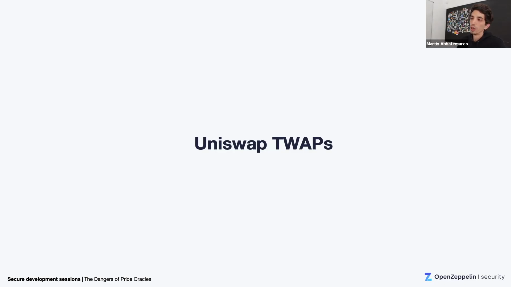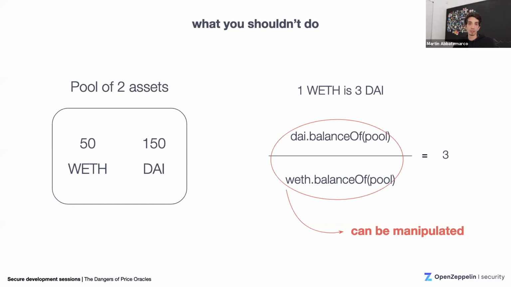So, the way to query prices from Uniswap, if you're not using their time-weighted average prices, is basically just taking the ratio between the assets that are held in a pool, right? For some people this might be pretty obvious, but for other people it might not be so obvious. I have links and resources at the end of the talk where you can read more about this. But this is what you shouldn't be doing, right? Taking the ratio of the balances of the Uniswap pools and calculating the price from that, just because they can be super easily manipulated.